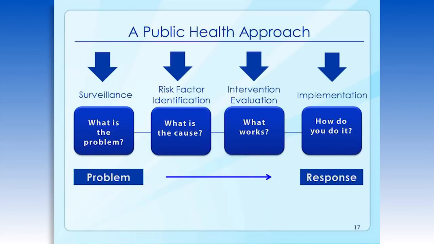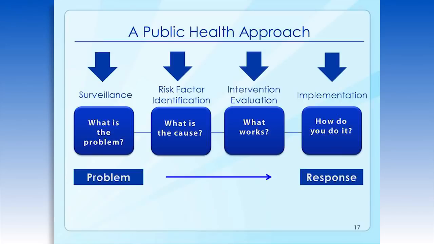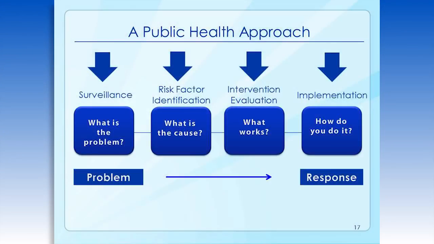In public health, we identify the problem by using surveillance systems to survey and monitor health events and behaviors among a population. And then after we've identified the problem, the next question is, what is the cause of the problem? For example, are there risk factors that certain populations may have that make them more susceptible to disease? Maybe it's something in the environment, or it's certain behaviors that people are practicing.